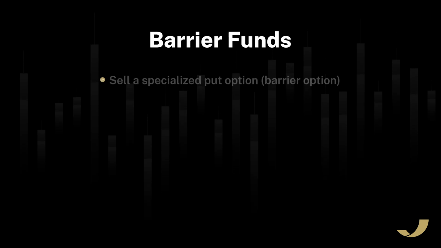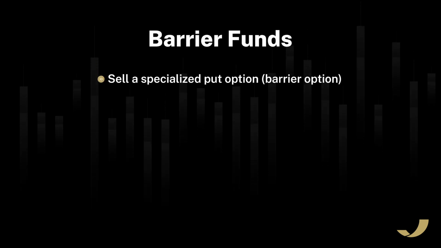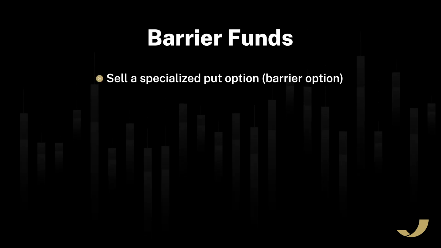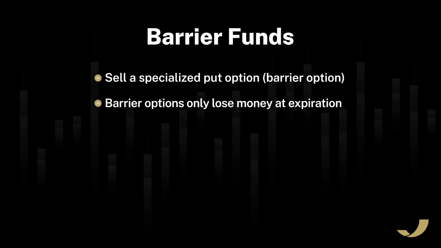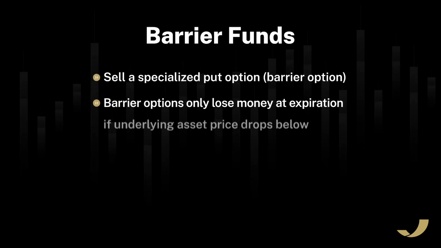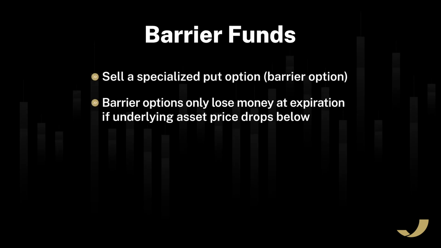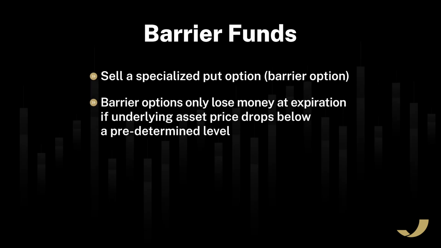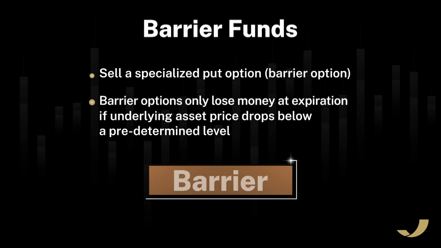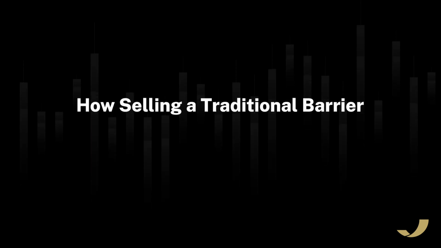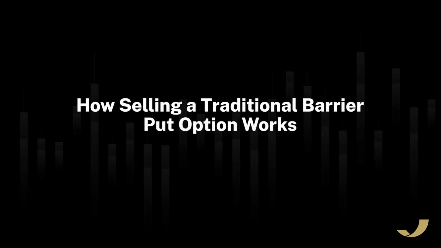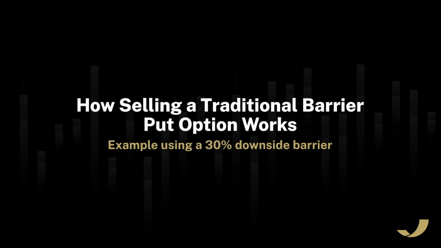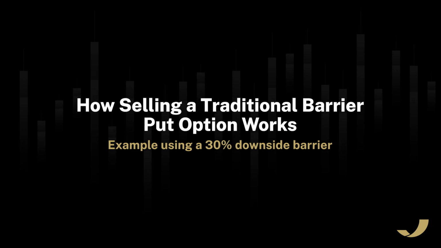Barrier funds sell a specialized put option called a barrier option. Barrier options only lose money at expiration if the underlying asset price drops below a predetermined level called a barrier. Let's look at how a traditional barrier option works. We'll look at an example using an option with a 30% downside barrier.